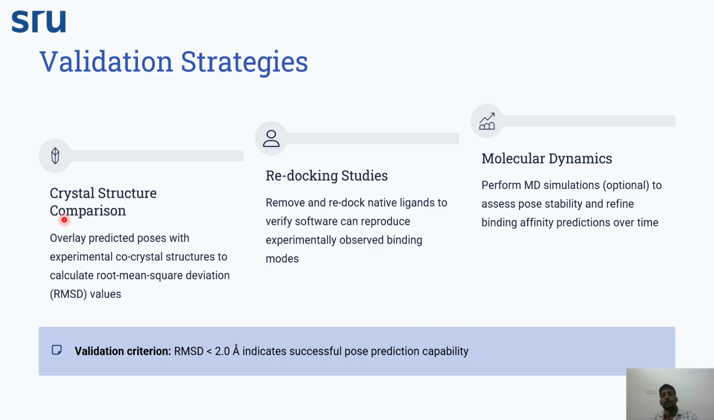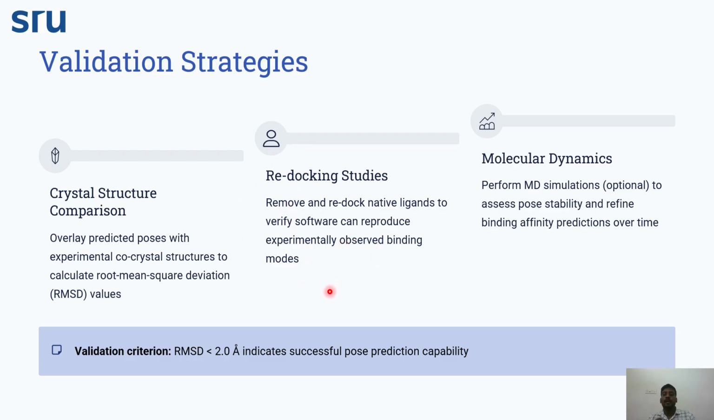If we superimpose the co-crystallization structure and our docking complex, we can identify how much deviation has happened, how much the ligand has moved from one place to another. The lower the RMSD value, the more perfectly our docking has proceeded. So based on the RMSD, while superimposing the co-crystallized structure and the docked complex, we can easily validate our docking studies.